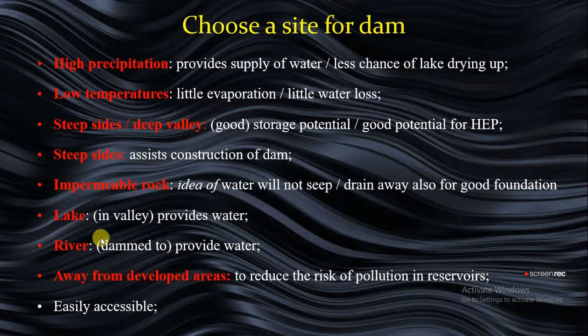Now, choosing a site for a dam. This aspect comes out a lot in your exam. Usually they will give you a map, not really a map, a diagram, and some features on the diagram will be labeled. You need to use it to explain why it's a good site for dam construction. Some might not be labeled, but you use the features found around to describe why it's a good site for dam construction.